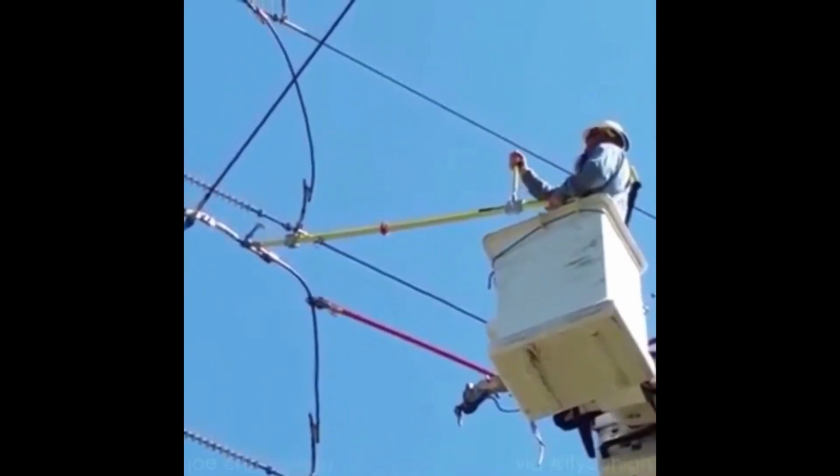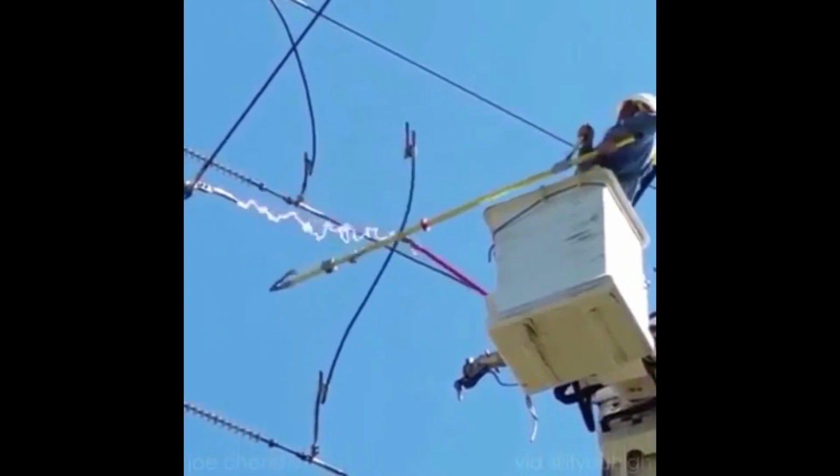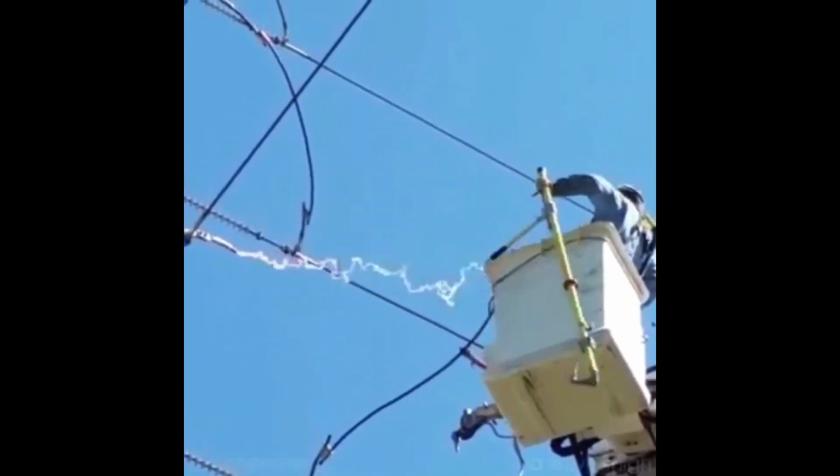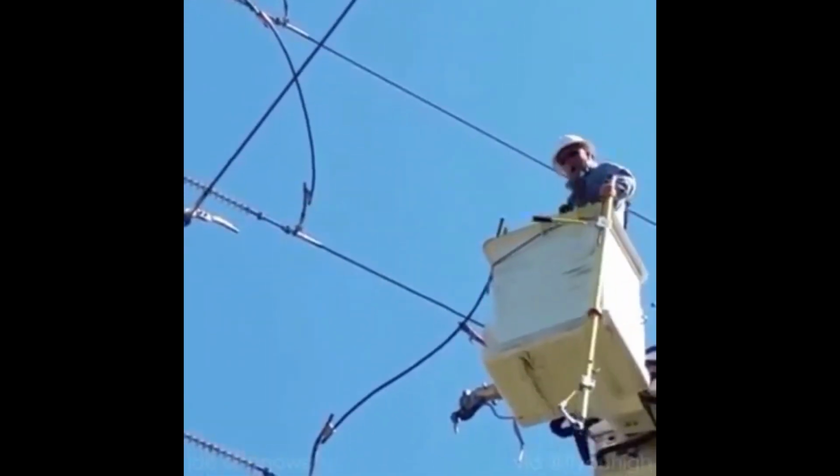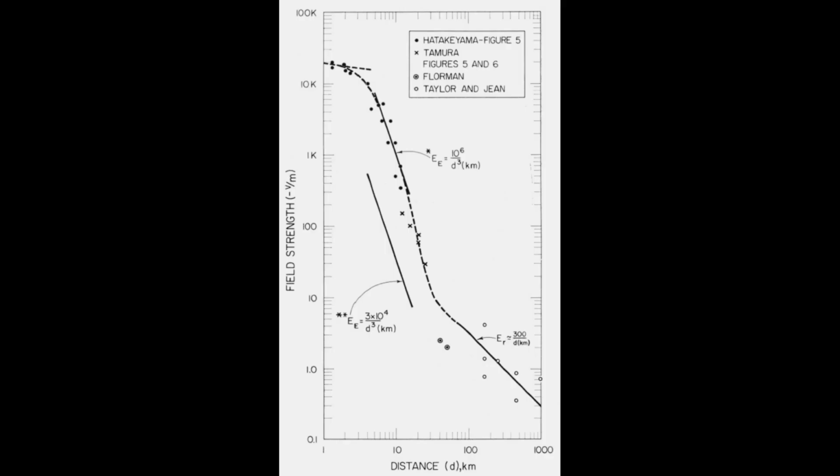Another issue is that we know exactly what electric field is required to generate a spark, and the electric fields inside a thunderstorm just aren't large enough. Now, there's been a number of theories put forward. There's two main theories at the moment.